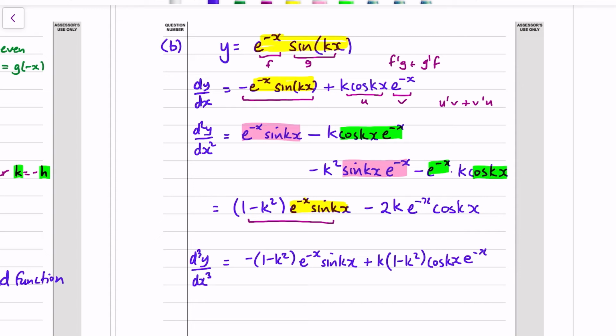Okay, so I've just taken that first derivative in line 2 and multiplied the whole thing by 1 minus k squared, and that differentiates the first term in the second derivative. And now I need to differentiate the last term, but that is just minus 2 times the second term in the first derivative.